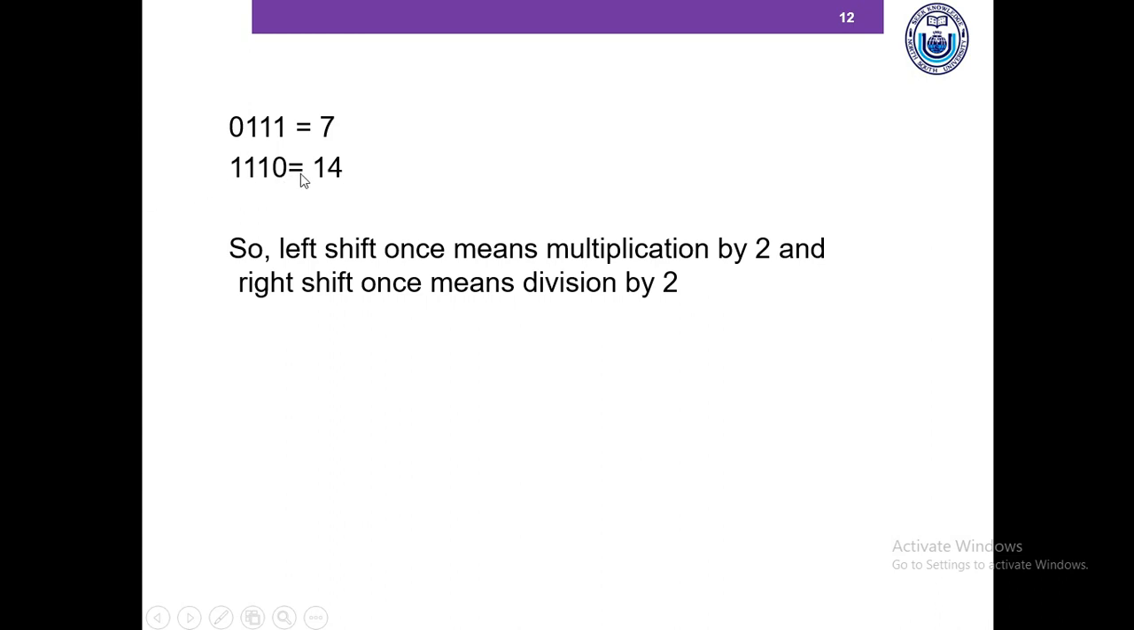So if we want to multiply a number by 2, we can just left shift it. Alternatively, let's look at this 4-bit number 1110, which is 14. If you right shift it, in other words, we move each bit one position to the right, and in the empty bit we put 0, we end up with the number 0111, which is 7. This indicates that right shift once means division by 2. So if we want to divide a number by 2, we just need to right shift the number once, and if we want to multiply a number by 2, we can just left shift once.